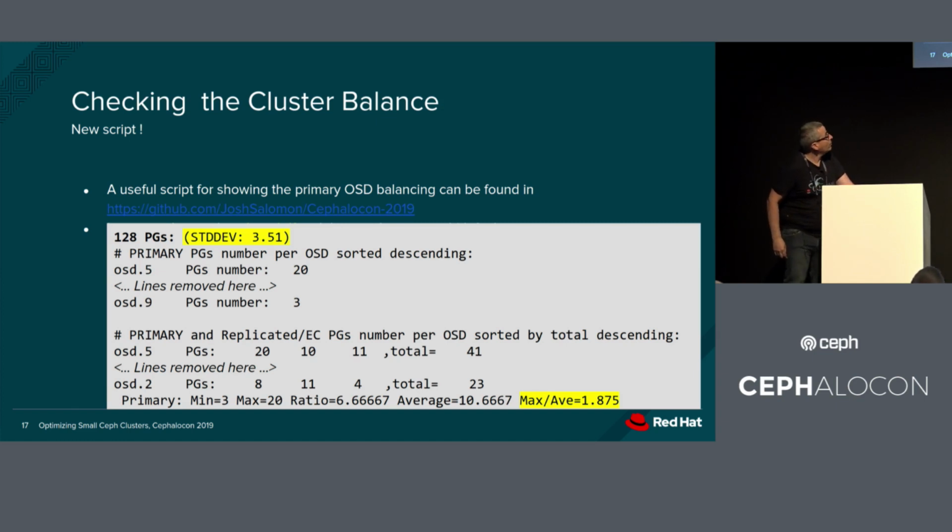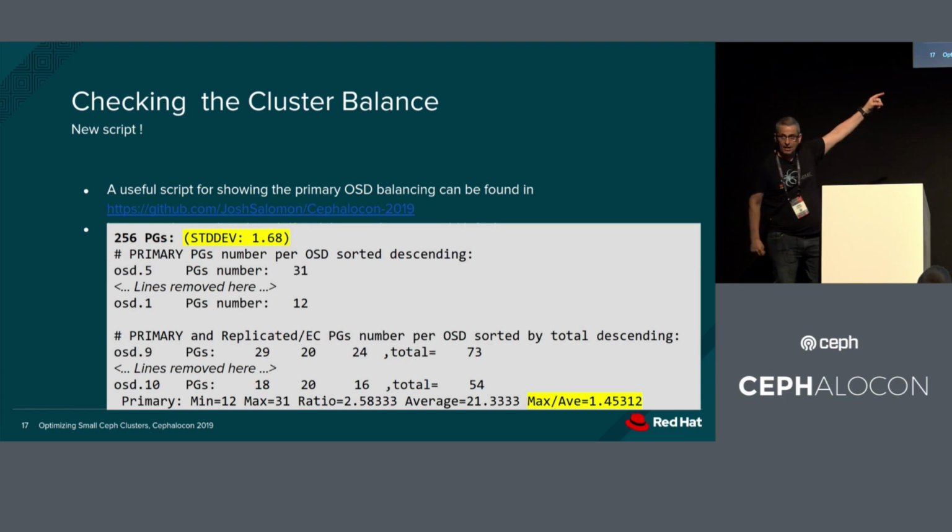So we have 128, then we go to 256, and we see the std-dev is approximately half, and max to average also half. I say half because the optimal number is 1. So we went from 1.8 to 1.4. std-dev optimal number is 0. So it's approximately half. Then we do another doubling, and this is a real-life number that I got. I didn't do anything specific.